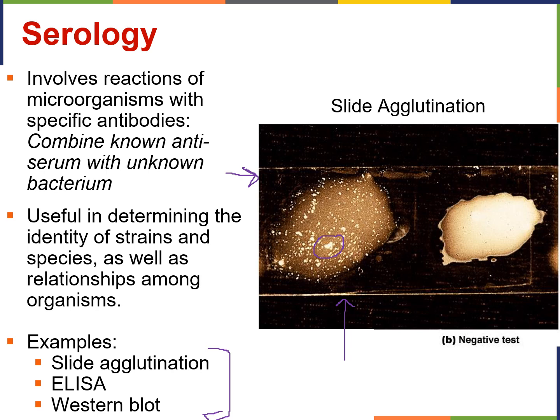And again, all three of those examples, slide agglutination, ELISA, and Western blot, they all work by trying to combine an antigen with an antibody and looking for some type of precipitation or color change or something which lets you know that there was a reaction between the antigen and the antibody.